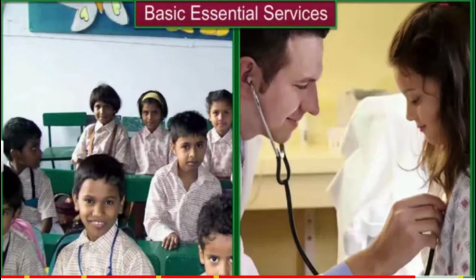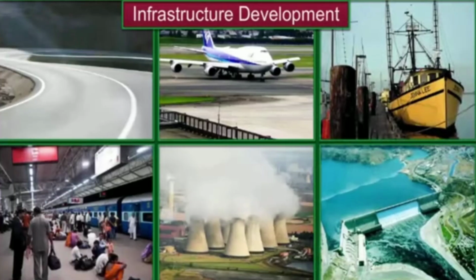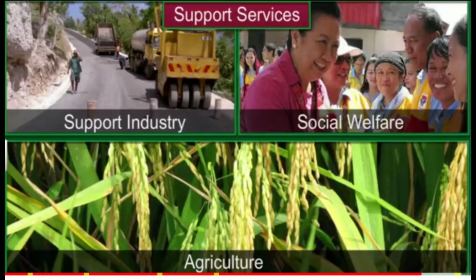The services that the government provides through public sector activities include basic essential services like education and healthcare, expensive large-scale infrastructure development like buildings, roads, airports, harbours, railways, power plants and dams, and providing support services at less than their production cost to support industry, agriculture and social welfare.